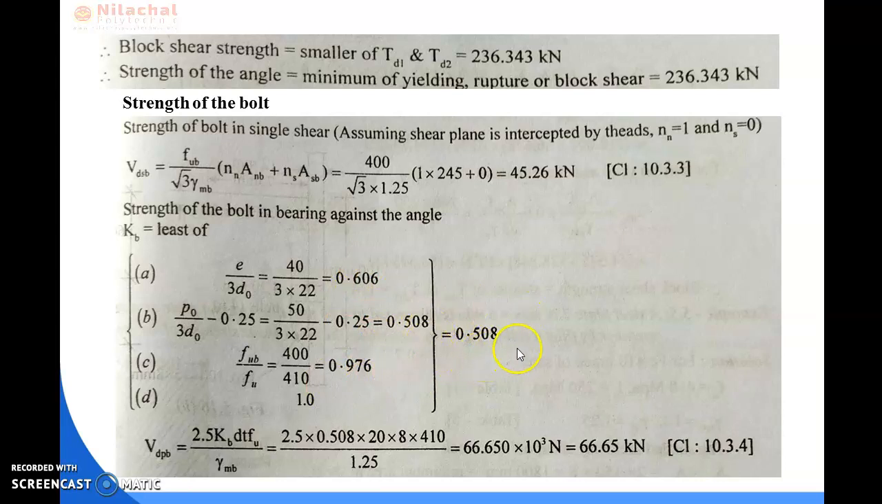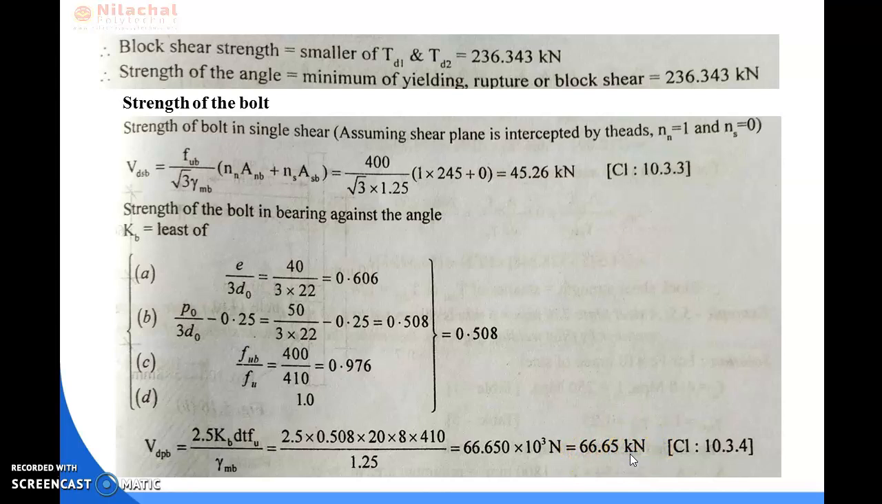0.508. So we can put this value in place of KB and calculate the value of design bearing strength. So 2.5 into 0.508 into 20 into 8 into 410 divided by 1.25. We got the value of design bearing strength as 66.65 kilonewton.